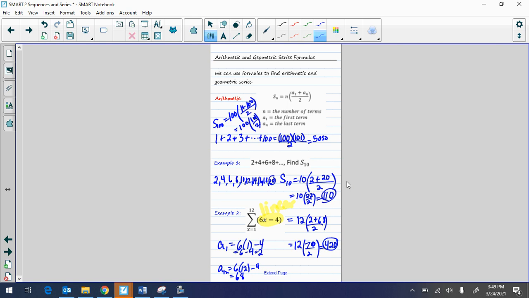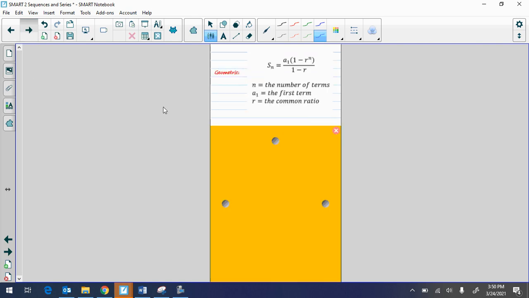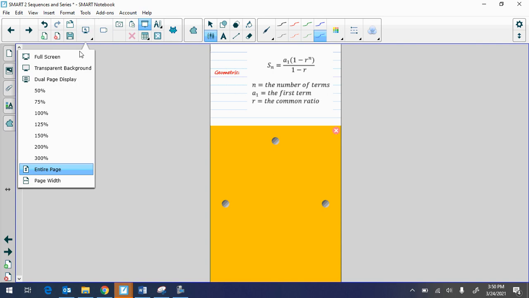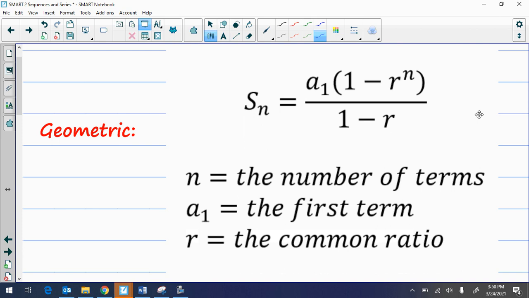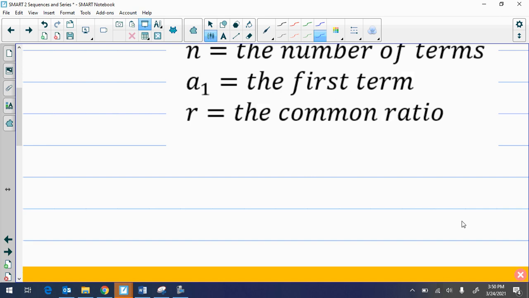So let's do geometric. We're going to do the same thing, but these will be the geometric ones. It's a different formula. And it doesn't apply to that 1 to 100 thing because that one was arithmetic. So this one is geometric. This one is specific to geometric. So our formula, big capital S sub n for the sum of the first n terms. And we're going to do a sub 1 times 1 minus r to the n over 1 minus r. So n is your number of terms, a sub 1 is your first term, and r is your common ratio. Pause if you need to get this written down. Let's take a look at our first example.